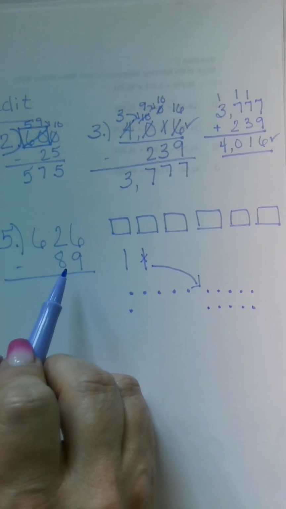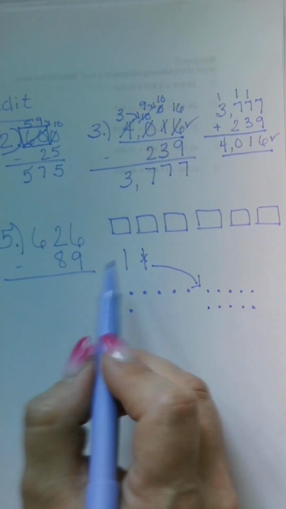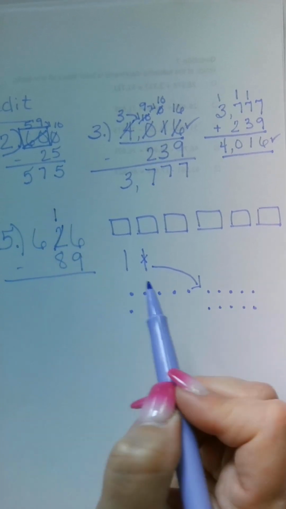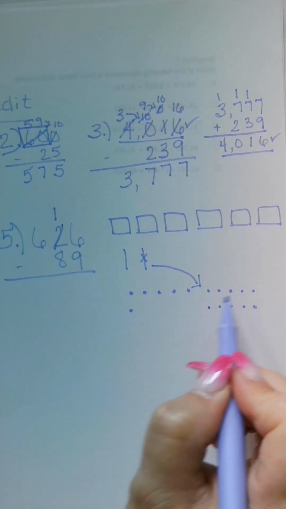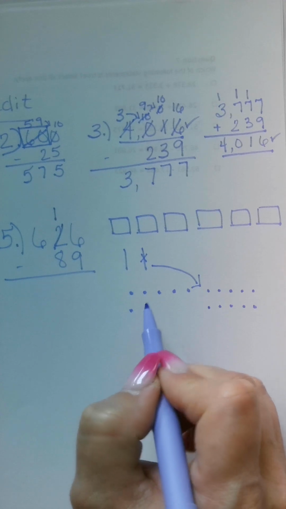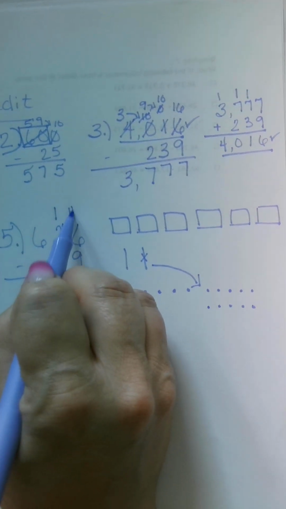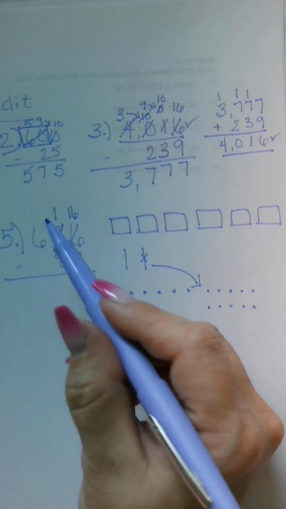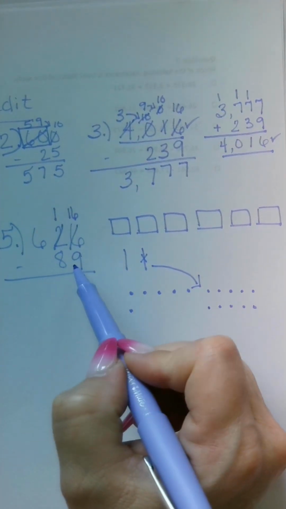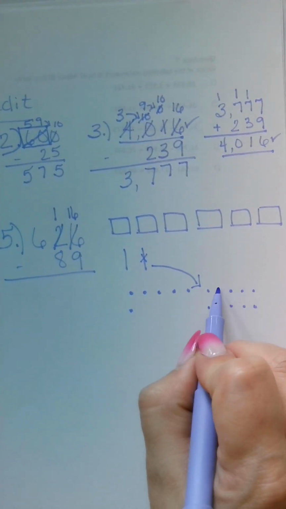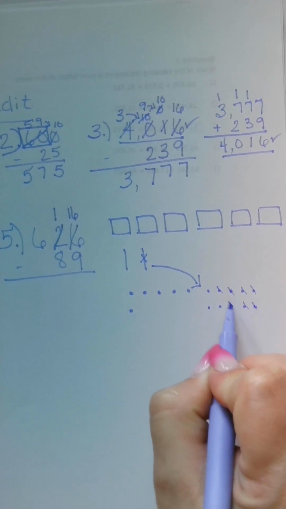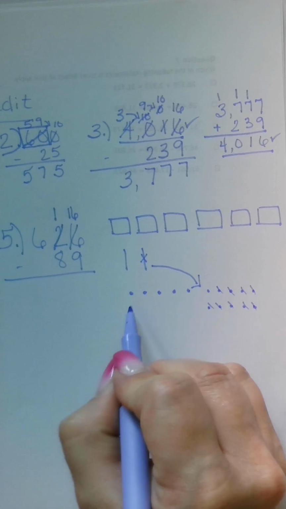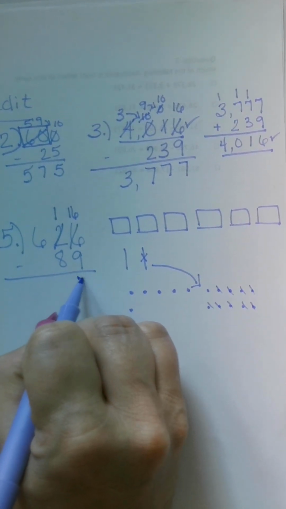So now what I've got, I only have one of my tens left, and I've got 10 plus 6 ones. I've got 16 ones left. So 16 minus 9. I'm going to mark out 9 of these. That leaves me with 1, 2, 3, 4, 5, 6, 7.